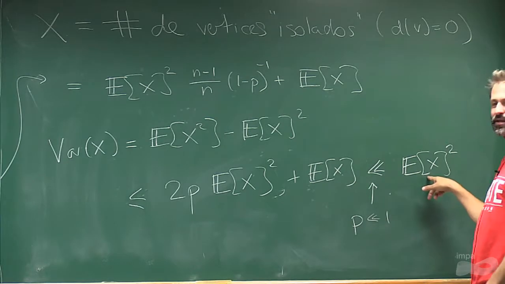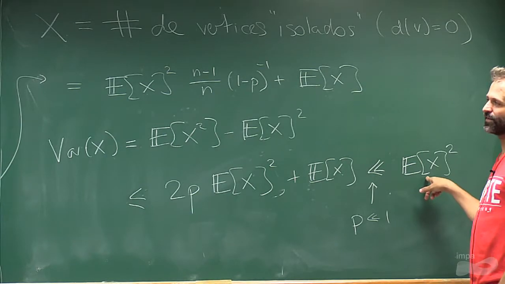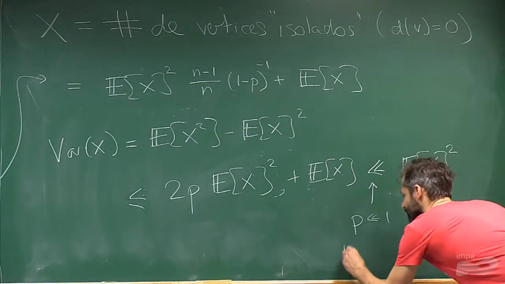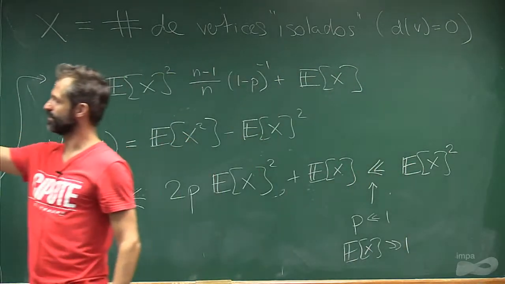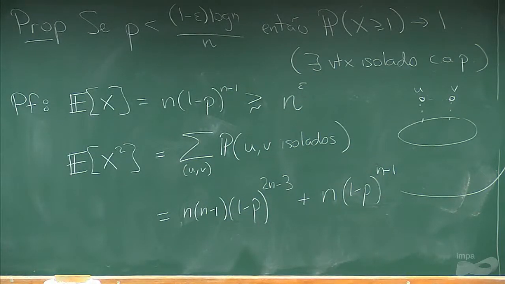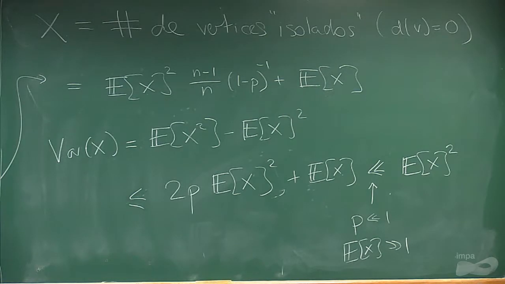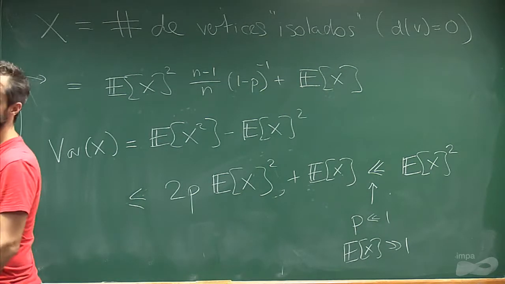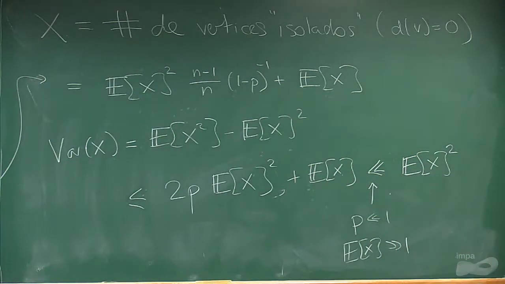And why is this much smaller than this? It's square, right? Almost. Yeah, because the expected value is big. Right? We proved it here. So the variance is much smaller than expected value squared. So by Chebyshev, x is concentrated, but the expected value of x is large. So x is concentrated around something large. So with high probability, it's positive. In fact, with high probability, it's close to n to the epsilon. Right? So there are many isolated vertices.